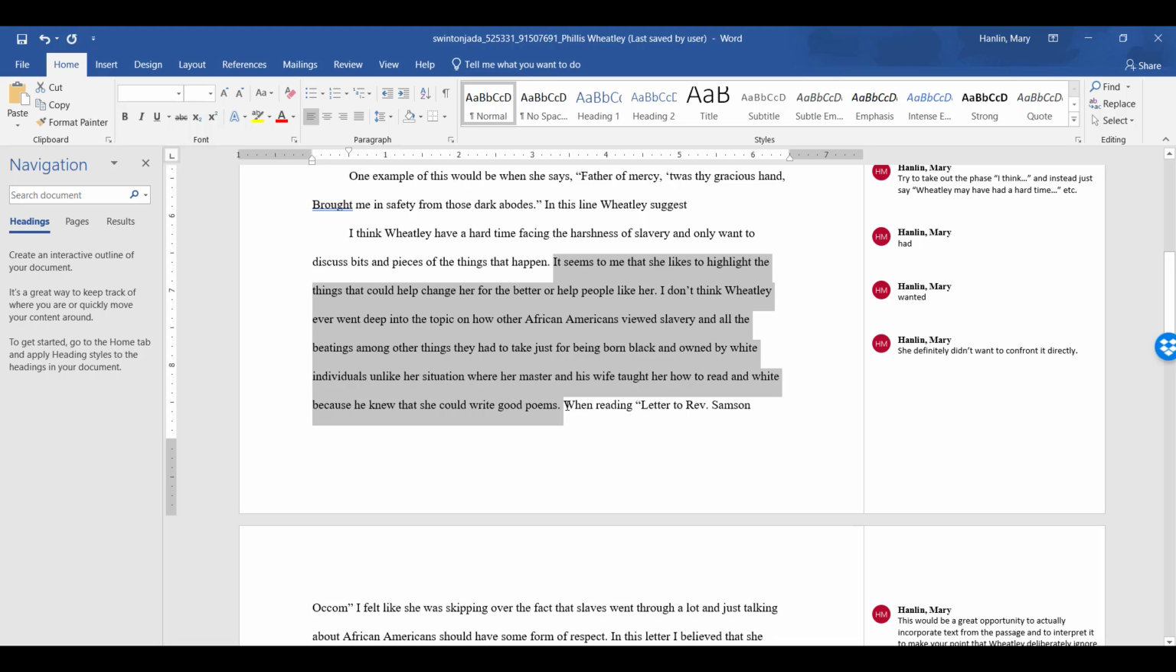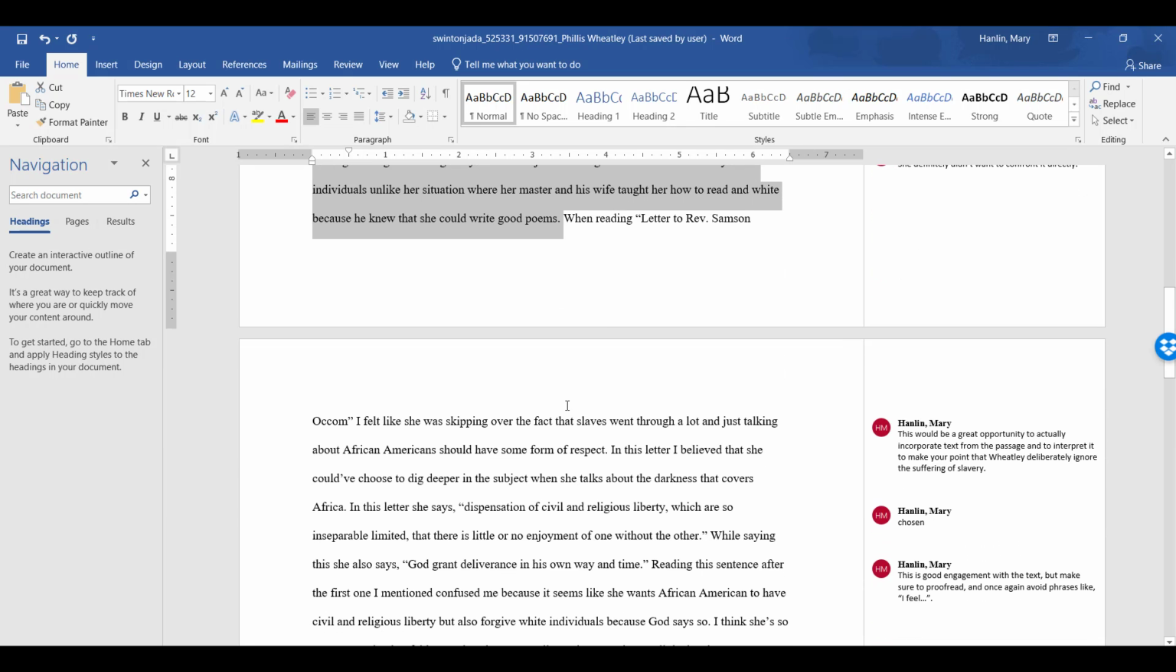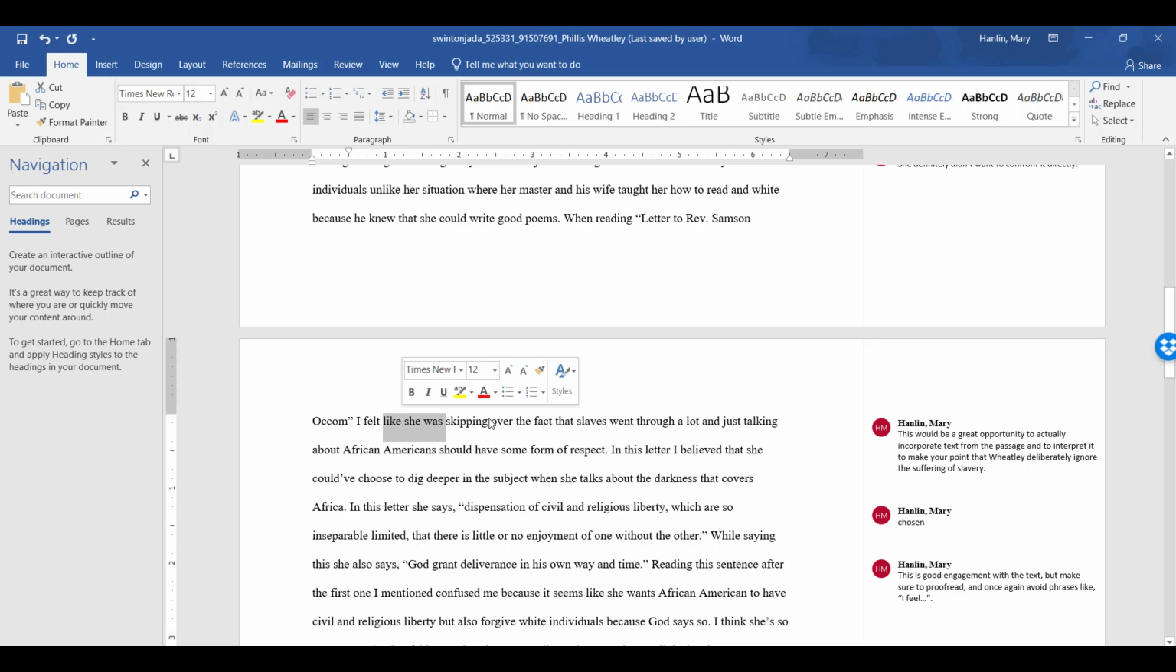You're not focusing on the text, really. You're just kind of talking about what you think Phyllis Wheatley feels and believes. But again, what you want to do is rely on the text as much as possible. So you go to the text right here. You're going to take out "I feel" and just say Wheatley skips over, something like that. The fact that slaves went through a lot, right?